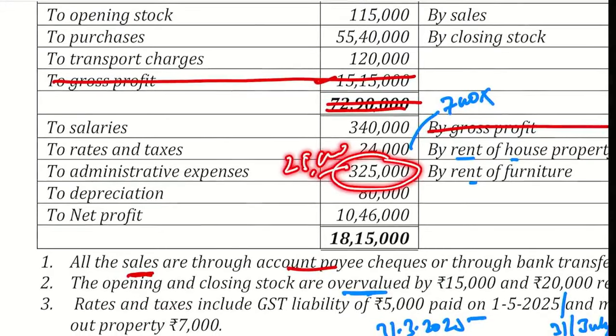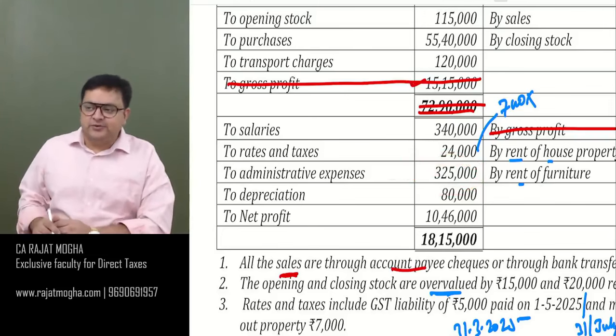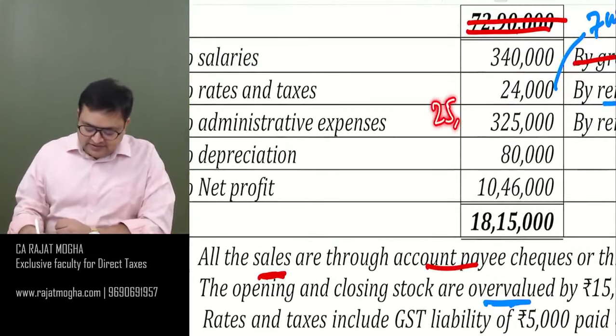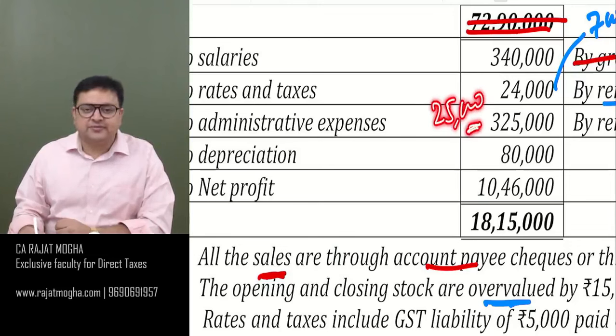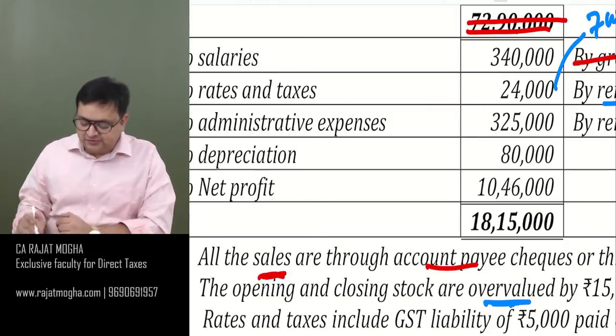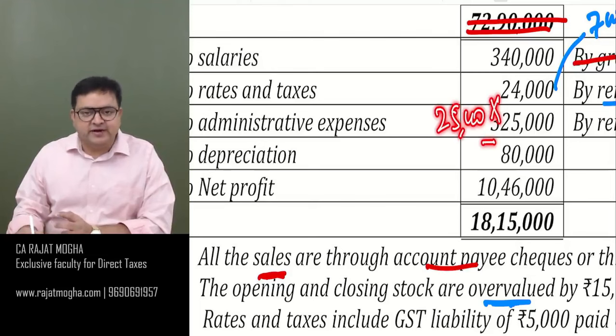First of all, tell me what you will do while computing your PGBP. Is 25,000 a PGBP expense or not? It is not a PGBP expense, right? Donating to anybody is not a PGBP expense. So first of all, the 25,000 you will disallow. It should be added back.